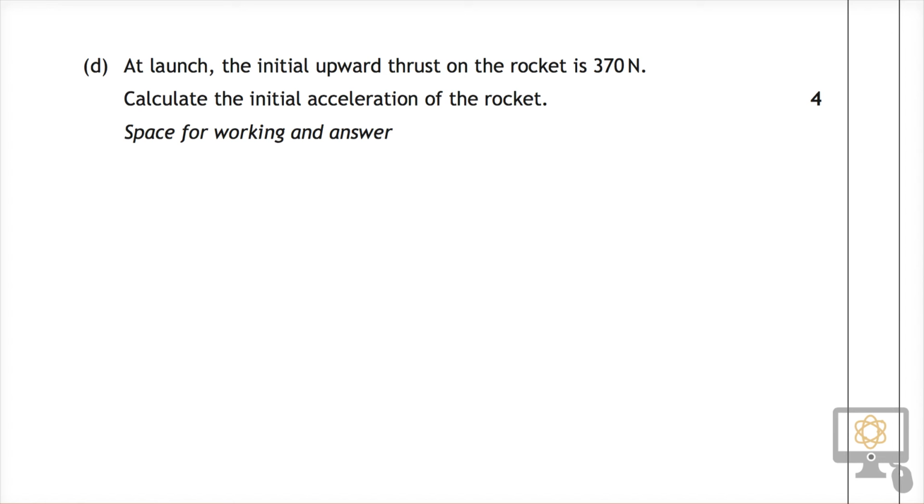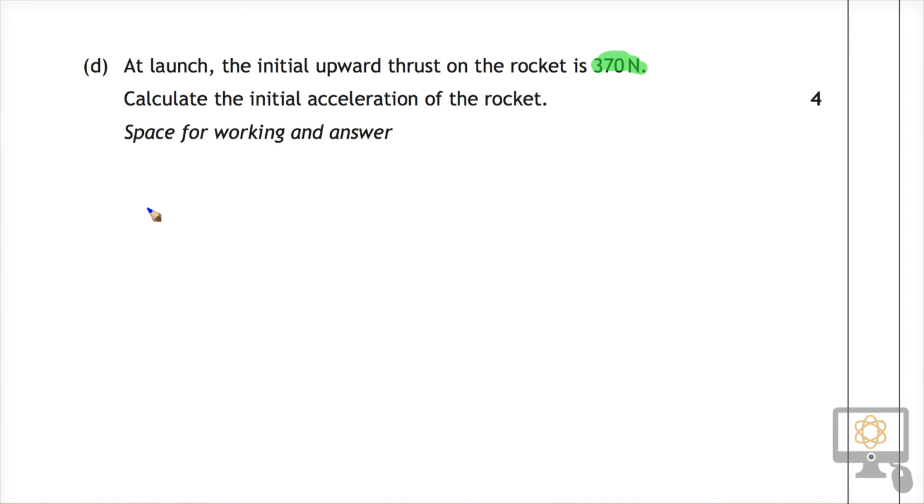So let's have a look at question 12d from the 2014 National 5 Physics paper. It says, at launch, the initial upward thrust on the rocket is 370 newtons. So this is the water rocket in question. Calculate the initial acceleration of the rocket. So we have our initial thrust.